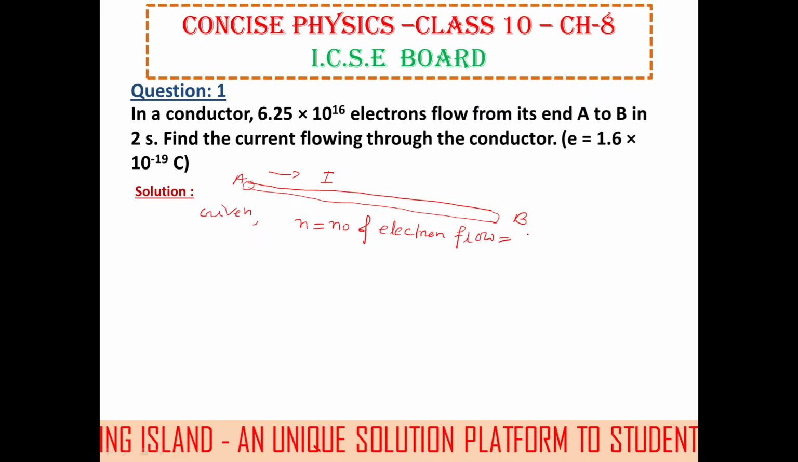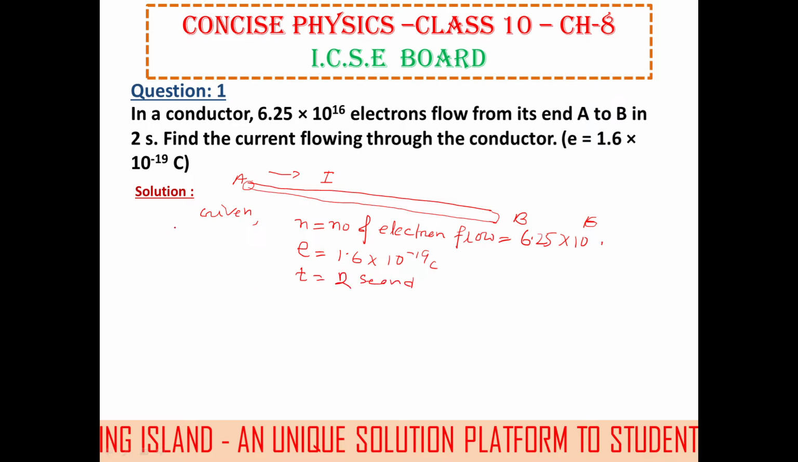This is given. This is equal to 6.25 into 10 to the power 16, and also e is given, e equal to 1.6 into 10 to the power minus 19 coulomb. e is the charge of one electron. So what will be the total charge? Number of electrons into the charge of one electron, that is n into e. The time is given, t equal to 2 seconds.